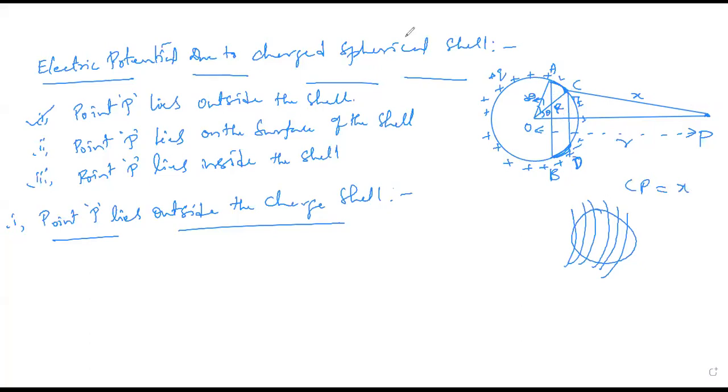I will erase this diagram, it is not required now. Next, the angle between the line joining the point P to C and the line OP is theta. That means angle COP should be equal to theta. And not only that, the angle AOC of this particular sector AOC will be d theta.